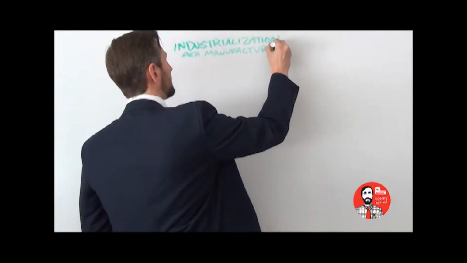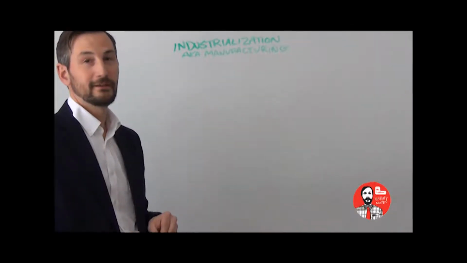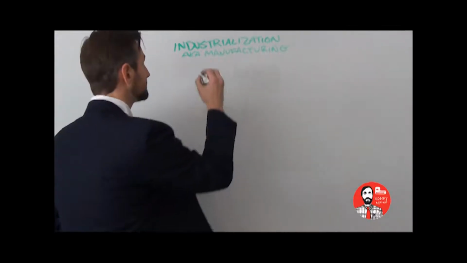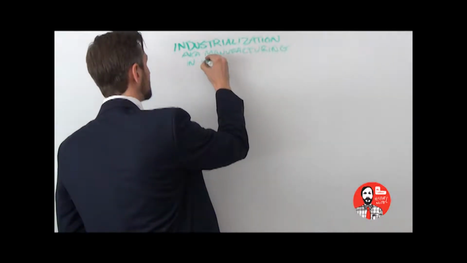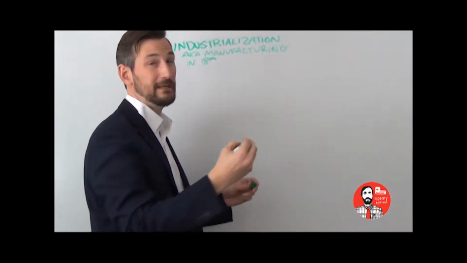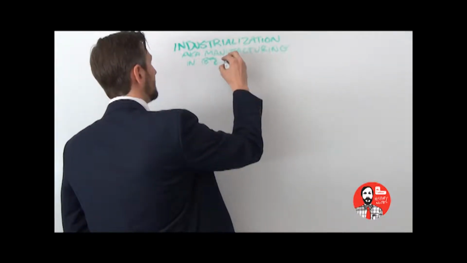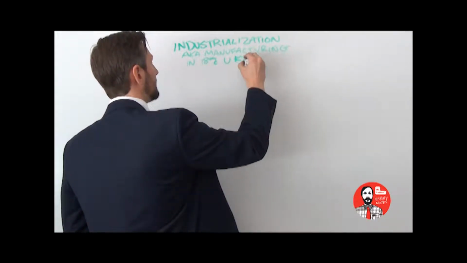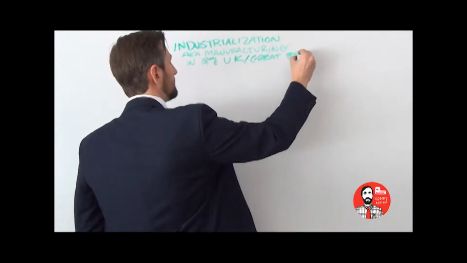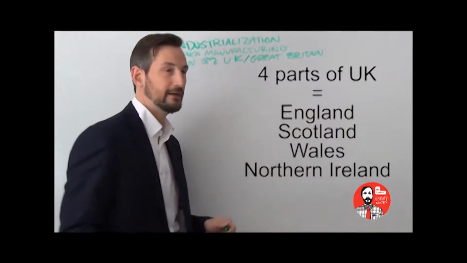Manufacturing in 18th century UK. 18th century, that would be the 1700s. 18th century UK, Great Britain. Four parts of Great Britain: England, Scotland, Wales, Northern Ireland. Just saying.